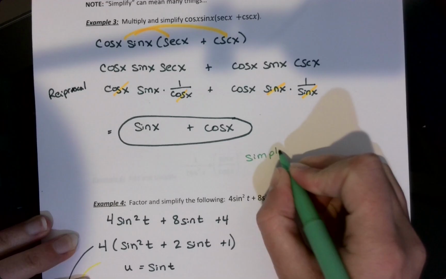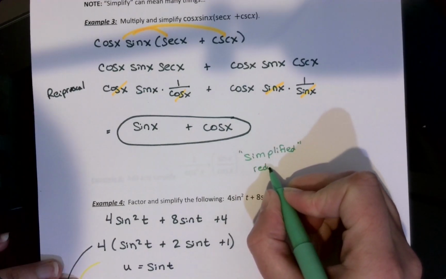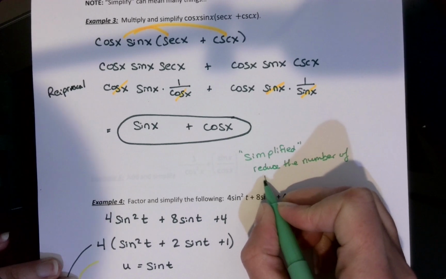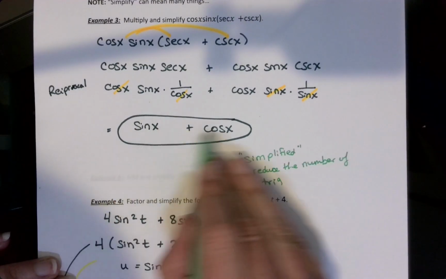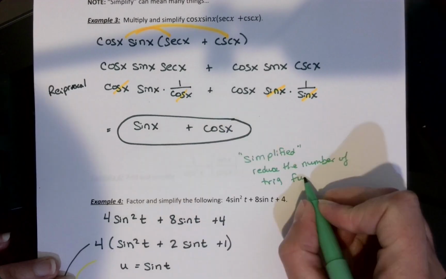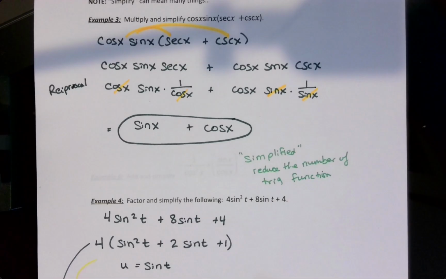As we said, simplify can mean many things. In this case, this is also simplified. And there really was only one trig function to begin with. It was sine of x, or sine of t. But we had a sine squared as well as a sine, so we're able to get this down to just a single sine function without the sine squared. So we're able to reduce the degree of the trig function.